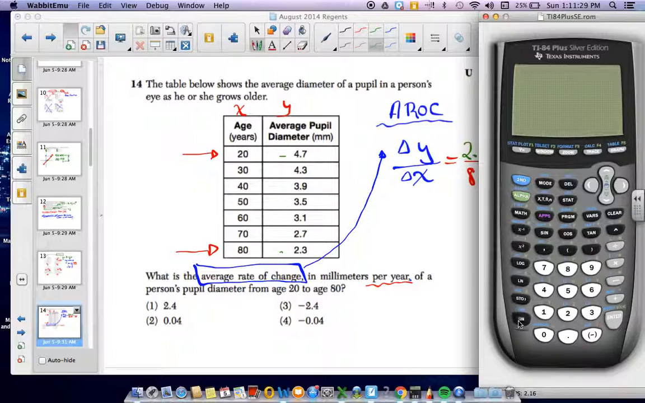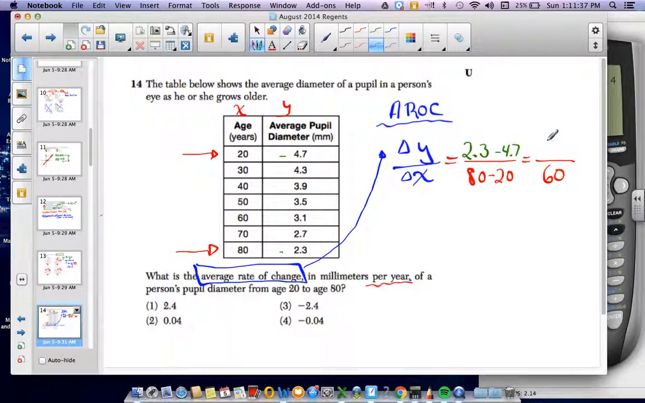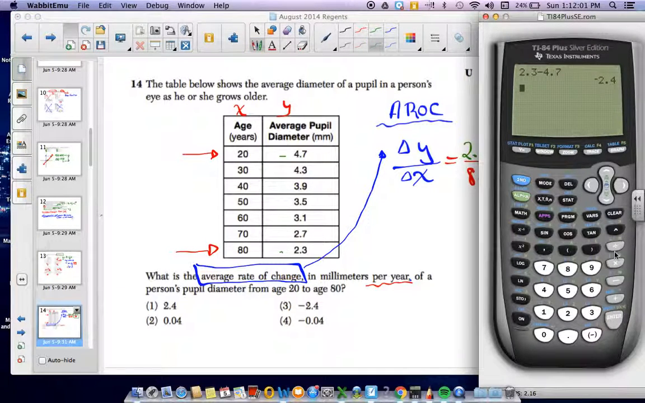You could just check the calculation on your calculator. 2.3 minus 4.7. You're going to get negative 2.4. Which, look at the choices, again very tricky. 2.4, negative 2.4, and positive are both choices. But we haven't done the calculation yet. We don't have it in terms of per year. Right now it's in terms of 60 years. If we want to make this per year, we actually have to do the division here. So I'm going to take that answer that I just got and divide it by 60, which was our denominator. And I get negative 0.04.